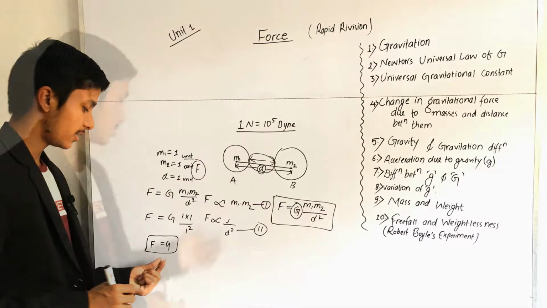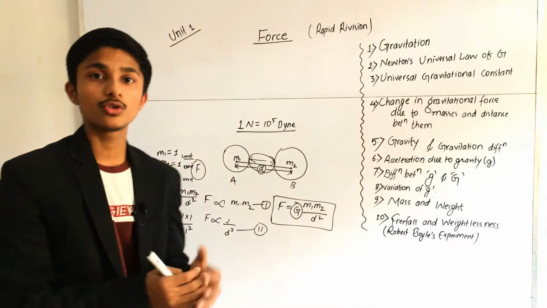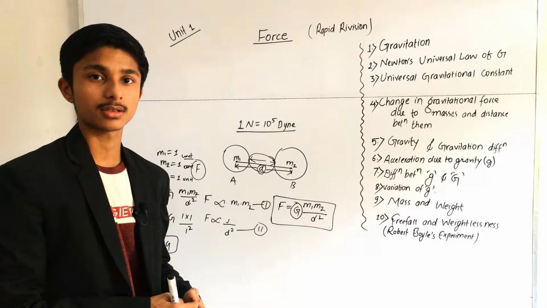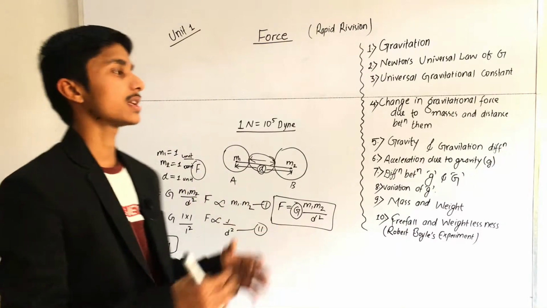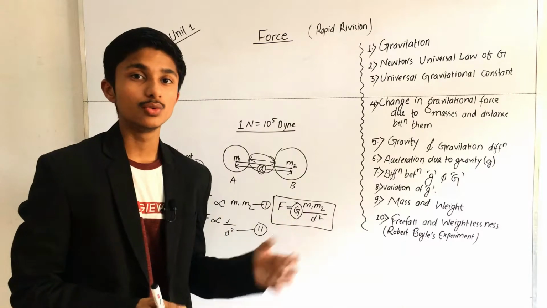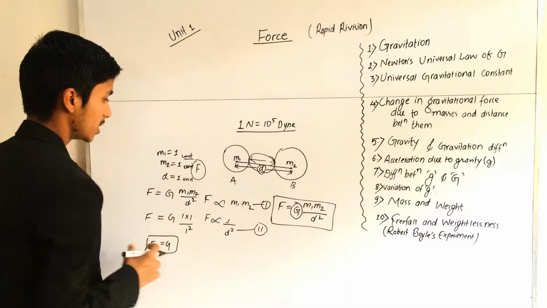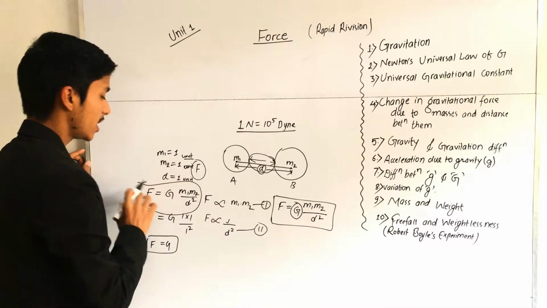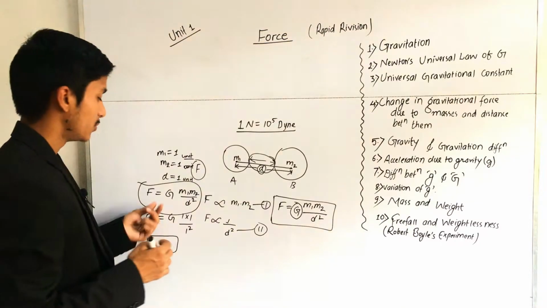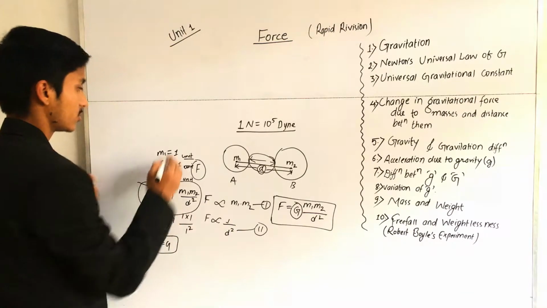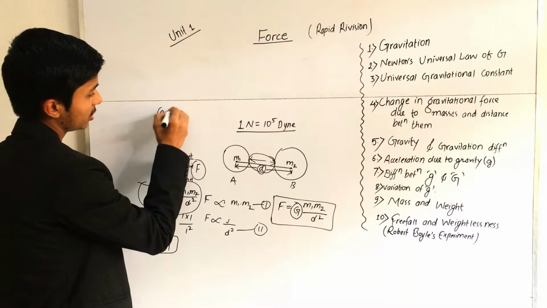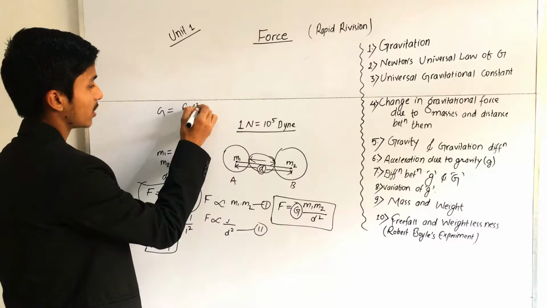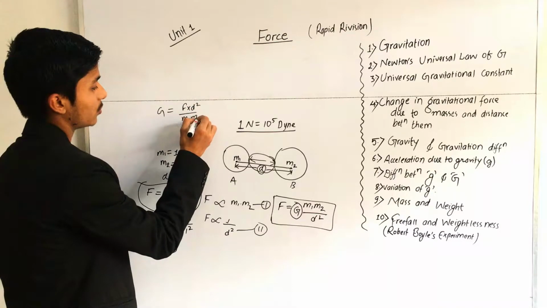So we can define, this is the force existing between two bodies of unit masses which are separated by unit distance. This is called the universal gravitational constant, and its unit is Newton meter square per kg square. We can derive its unit from this formula. In the previous lecture I had already discussed this one. So we can write here G is equal to, by cross product, F into d square by m1 m2.